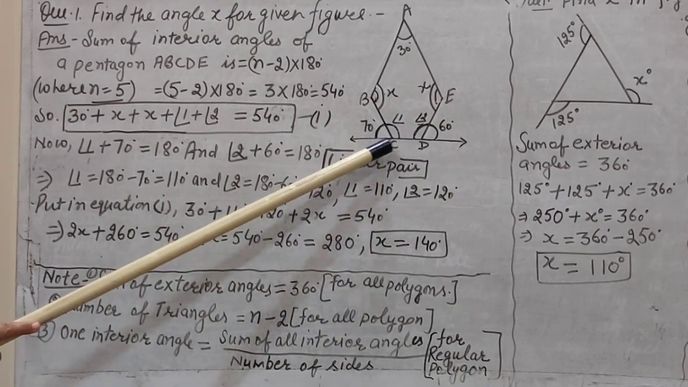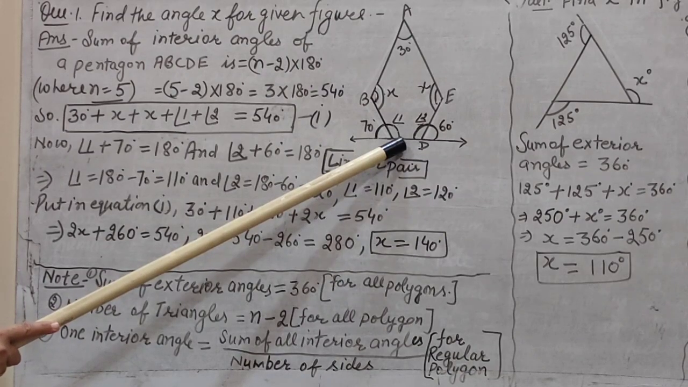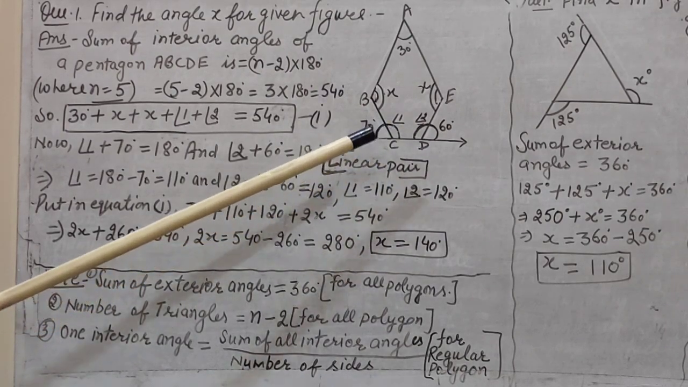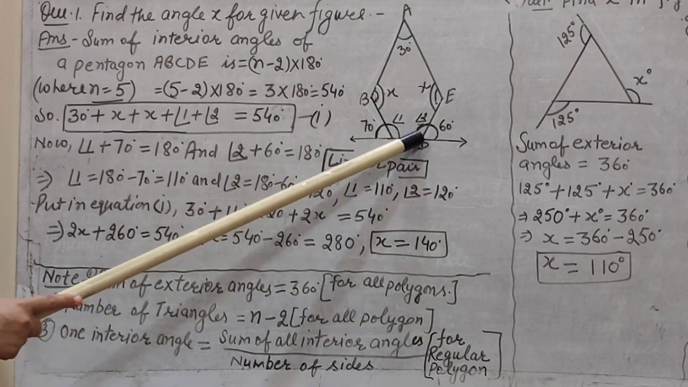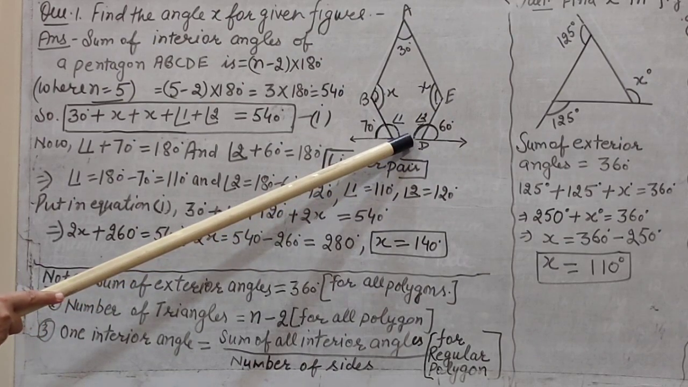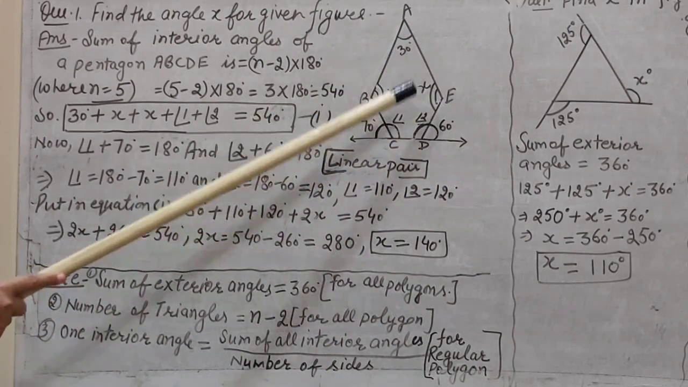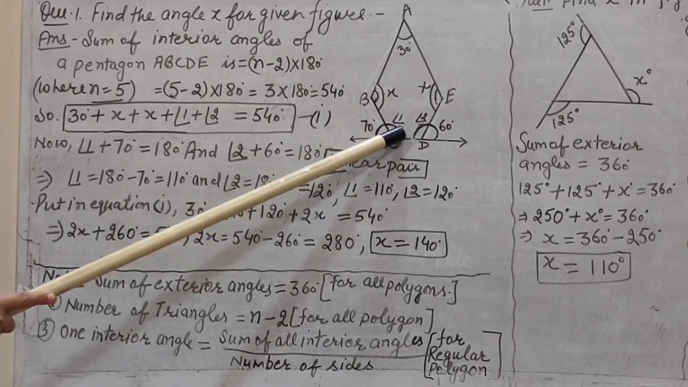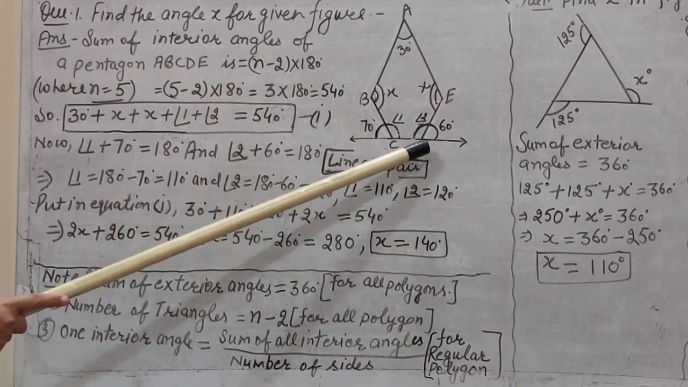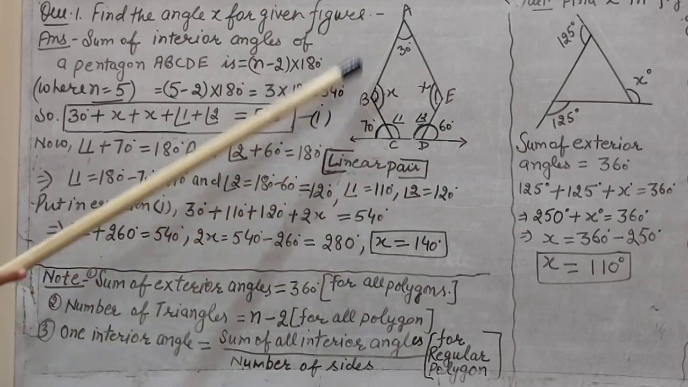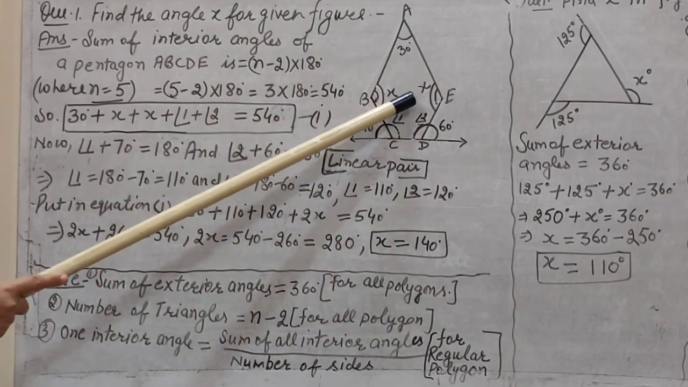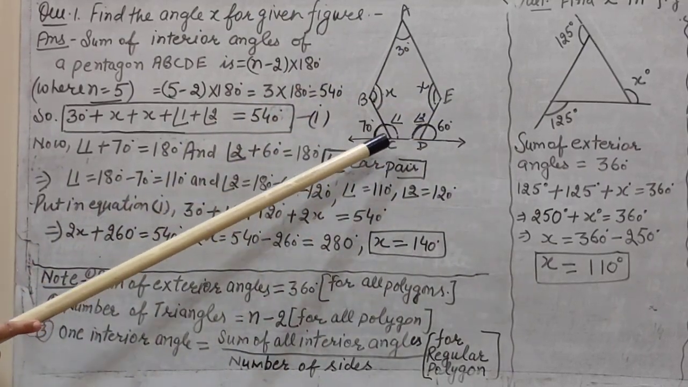Alright, so 70 and 1 is first linear pair of a pentagon, and second, 60 and 2 is second linear pair of a pentagon. So first of all we have to find out the value of 1 and the value of 2 in this pentagon. Then we have to use the property of sum of interior angle.